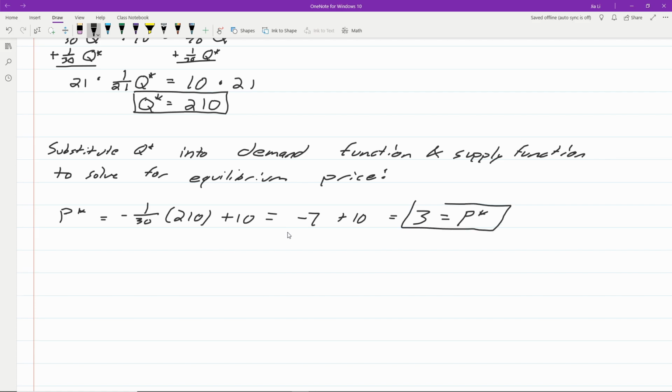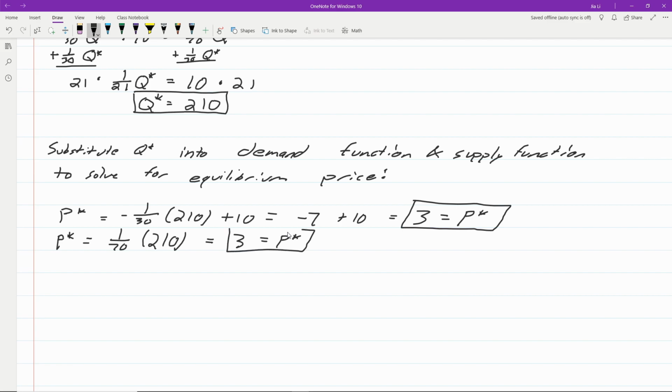Now, theoretically, we could stop right here, but a good way to double check your answer is to also substitute Q star is equal to 210 into your supply function as well, and see what number you get from there. So from the supply function, remember that's just 1 over 70 times the quantity, which we see from up here is 210. So we do that math, that also ends up being 3.